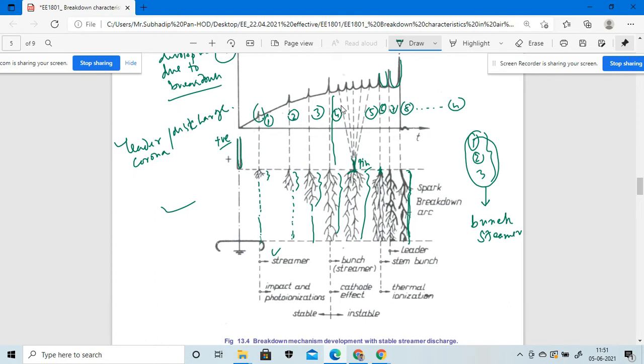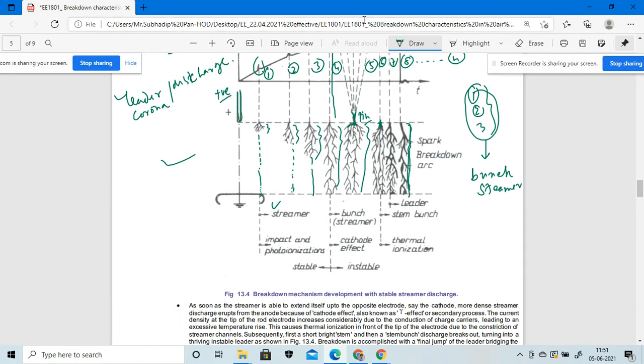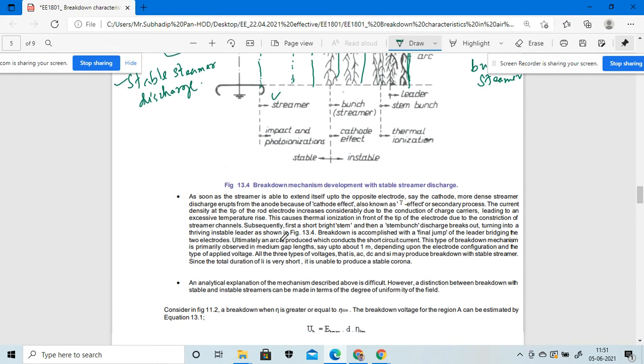So that should be the thermal ionization process. This particular characteristic, or this particular photograph, signifies the breakdown mechanism that develops with a stable streamer discharge. Keep in mind this term, stable streamer discharge. After this, is there any confusion, anyone? Up to this, is there any confusion? Then we will start the next characteristics, right?